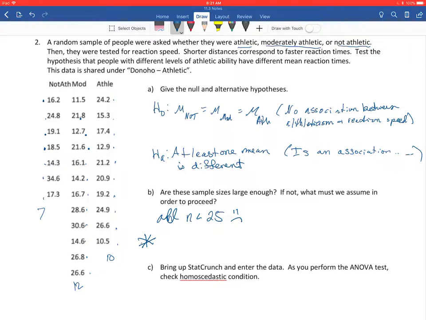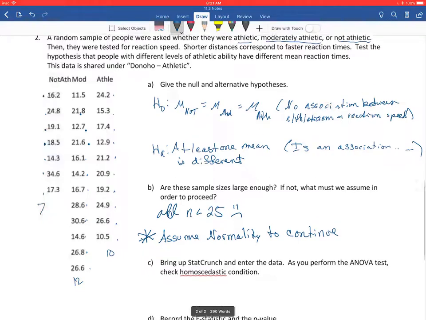So if we're going to proceed with our problem, we have to at least note that we are going to assume normality to continue. So we would have to take these results with a grain of salt. We would need to maybe do a little bit more research. We don't know if the populations these values came from are normally distributed or not, but we would have to assume that in order to continue. Otherwise, we get stopped here.